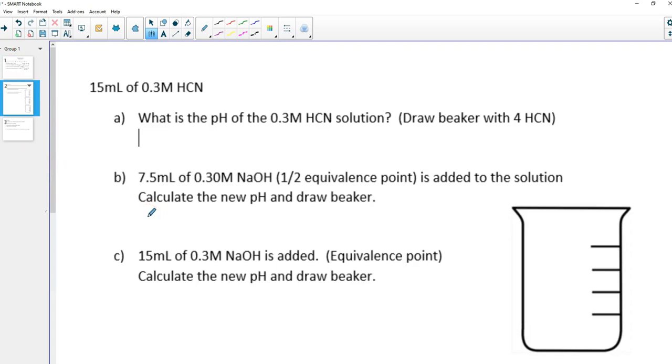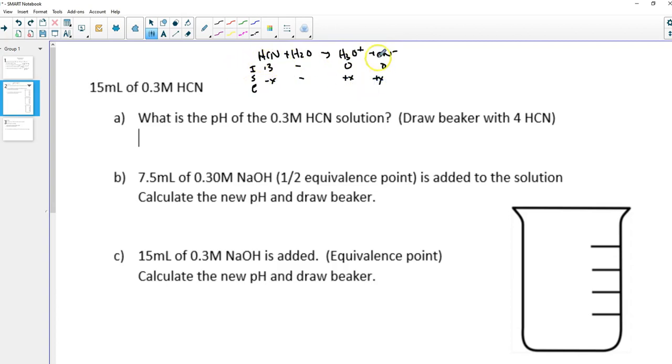What is the pH of a 0.3 molar HCN solution? And it wants us to draw 4 of them in the beaker. Okay, so it's a little bit of review. I'm going to do it up top here. First thing we do is write out the hydrolysis equation. Okay, initial, stoichiometric ratio, end. This is going to be 0.3. The water is not playing a role. 0, 0, plus x. Sorry, it would be minus x. So 0, 0, minus x, plus x, plus x.